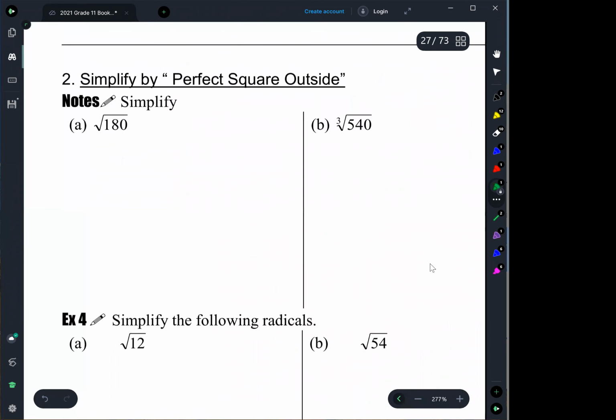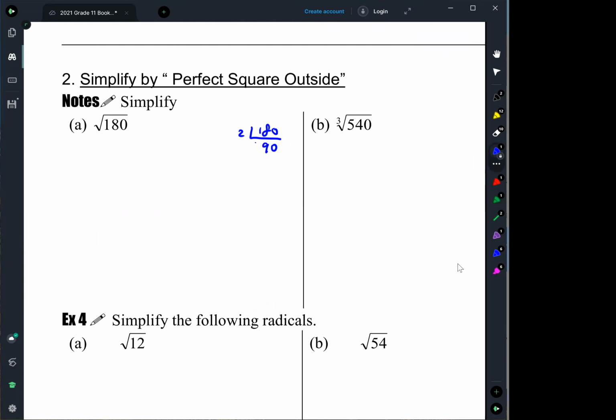So for example, for question 8, here, 180 is quite a big number, right? First we want to see if there's a perfect square inside. So we're going to break it down. 180, we can start with the 2. 180 divided by 2 gives you 90. We can continue from there. Use another 2, that makes it 45.